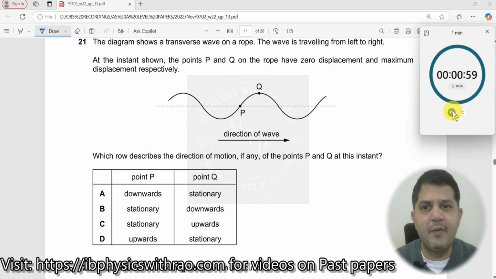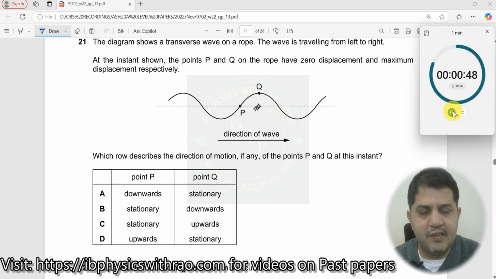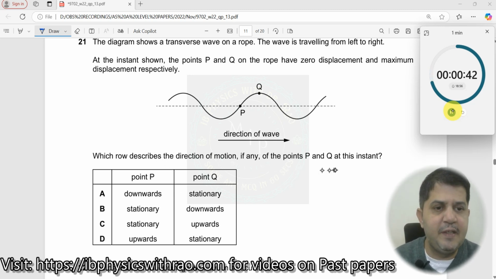Question number 21. The diagram shows a transverse wave on a rope. The wave is traveling from left to right. At the instant shown, the points P and Q on the rope have zero displacement and maximum displacement. So this one has a maximum displacement, this one has a zero displacement, right? Which row describes the direction of motion, if any, of the points P and Q at this instant?